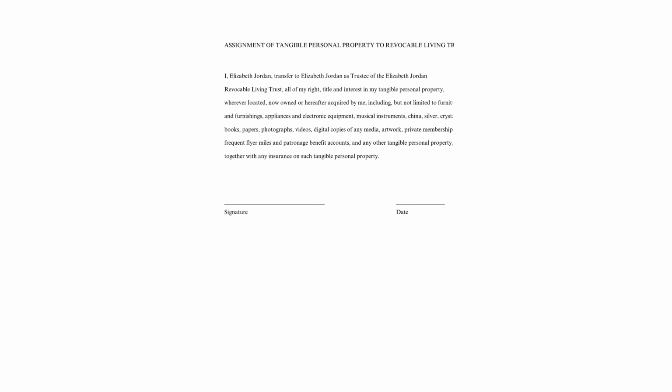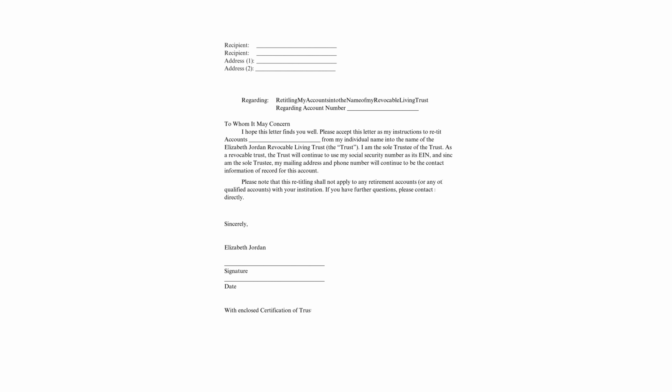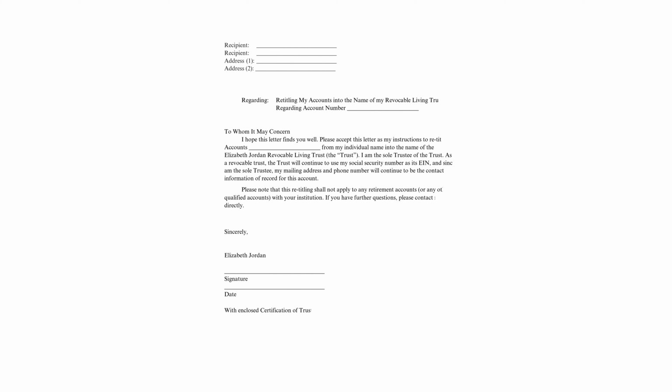9. Special provisions. Includes any unique conditions or restrictions, such as spendthrift clauses to protect beneficiaries from creditors, stipulations on how funds can be used, e.g., education, healthcare, charitable donations, provisions for special needs beneficiaries to ensure they do not lose government benefits.